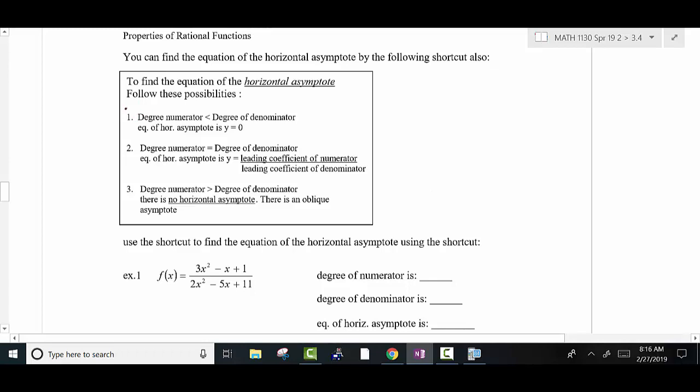You have 3 cases. The first thing is you just look at the degree of the numerator, and the degree is the highest power. If the degree of the numerator is less than the degree of the denominator, then that's your answer automatically: y equals 0. Now let me scroll back to the problem we just did so I can show this to you.